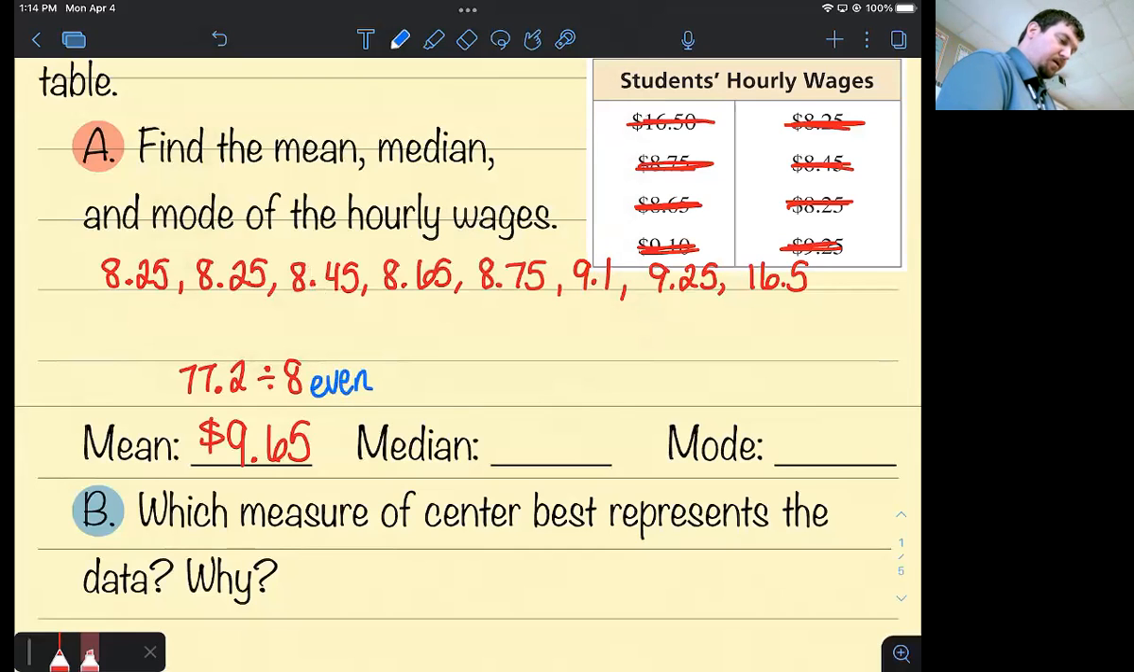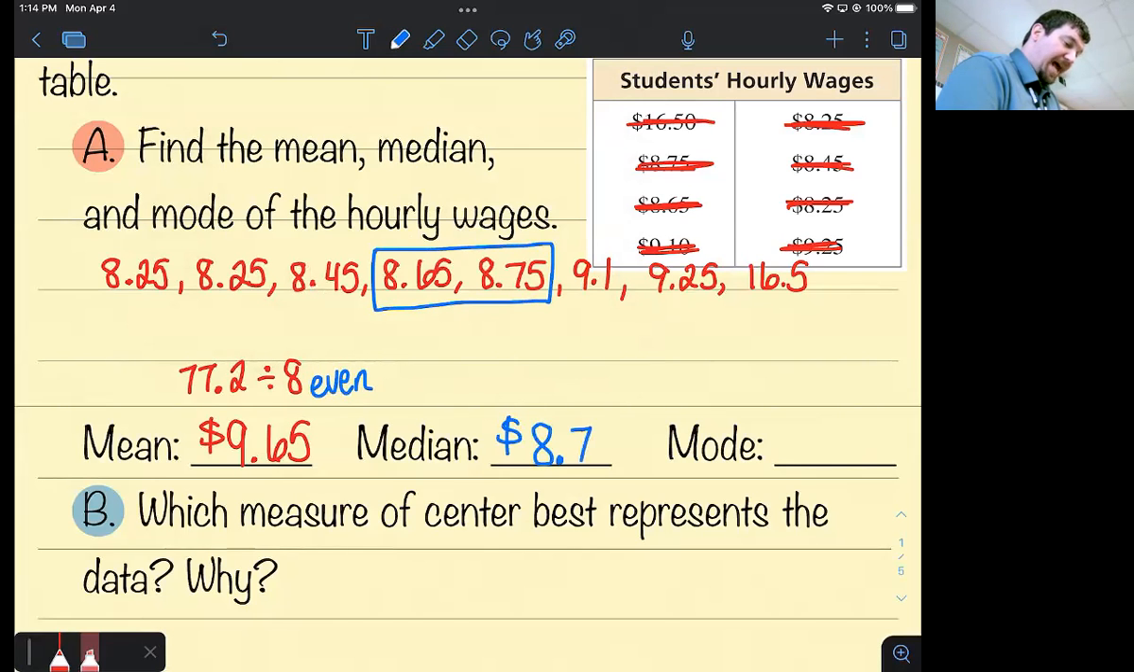And then the 2 numbers in the middle are going to be these 2. Of course, you can do the scratching, or you can just use common sense and say 3 on each side. What's the average of $8.65 and $8.75, Christian? $8.70. Yeah, you don't even have to use your calculator for that.